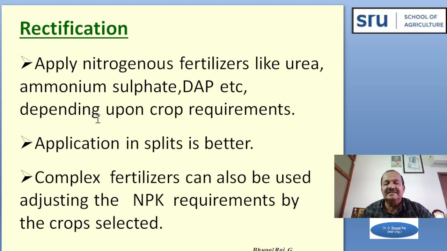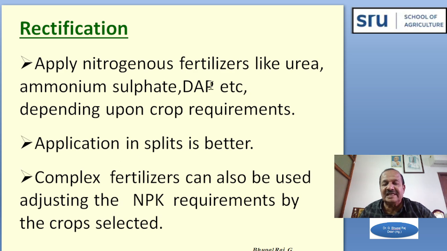How will we rectify the nitrogen deficiency if we observe it in the plants? So apply nitrogen fertilizers like urea, ammonium sulfate, diammonium phosphate, etc. These are all nitrogen-containing fertilizers, and some of them are complex fertilizers also. Depending upon the requirement and the soil test value, we have to apply the nitrogen fertilizers. Generally, we should not apply all the recommended nitrogen dose at once. It is better to apply nitrogen fertilizers in splits. That will be better utilized by the plant.